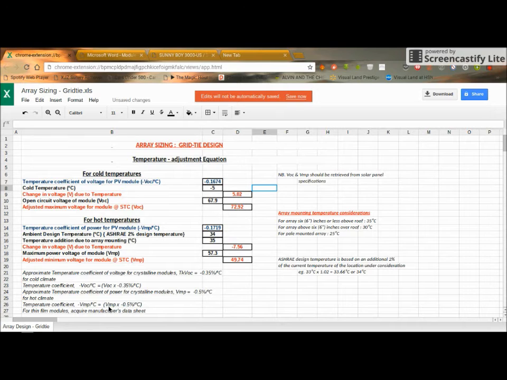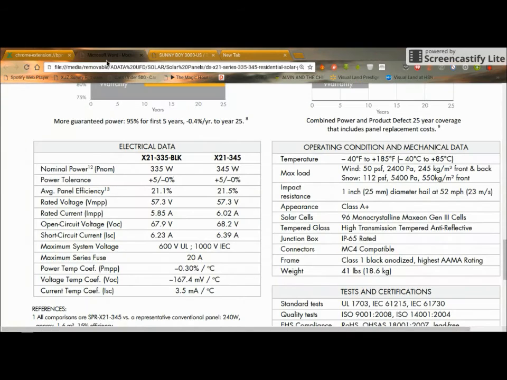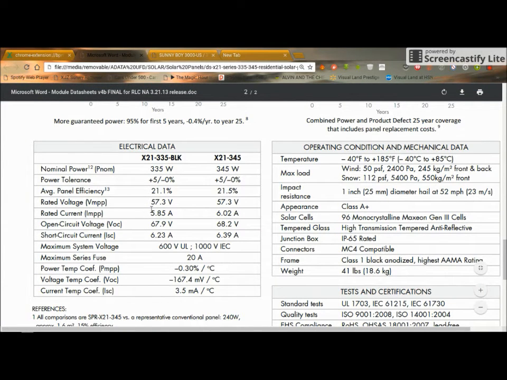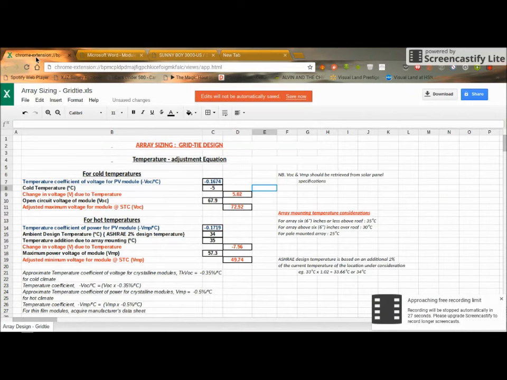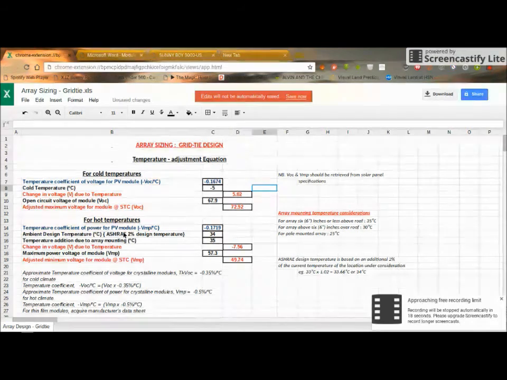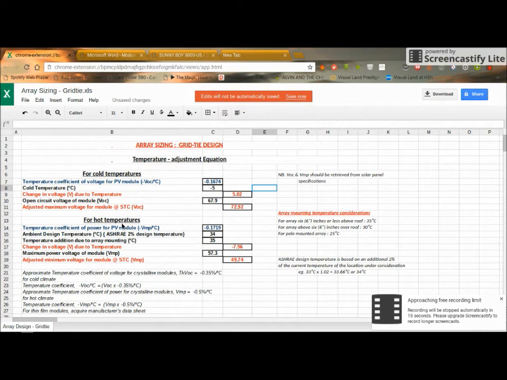Then we would times it by the maximum power voltage. And what is our VMP? Let's look. Here, our rated voltage, 57.3. So in our example here, it would be 57.3 times 0.003. And when we calculate that, we get minus 0.1719. So that would be now our temperature coefficient of power for our PV module for hot temperature.